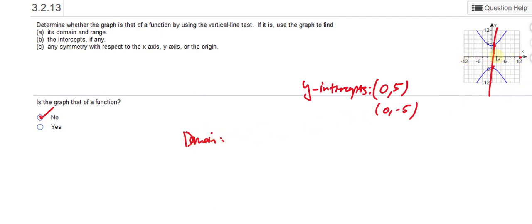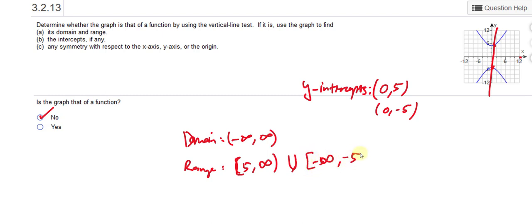should be everything on the x-axis, right? You can have any value of x, and the range should be the values from 5 up to and including 5, so from 5 up to infinity, or from minus 5 down, but nothing in between. And also the union with minus infinity up to minus 5.